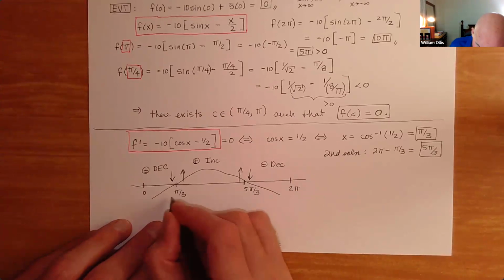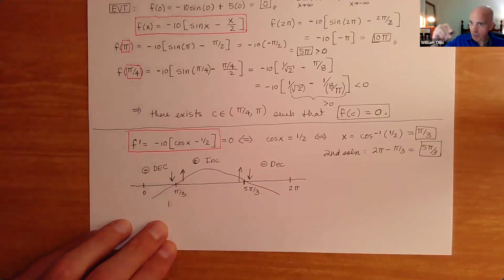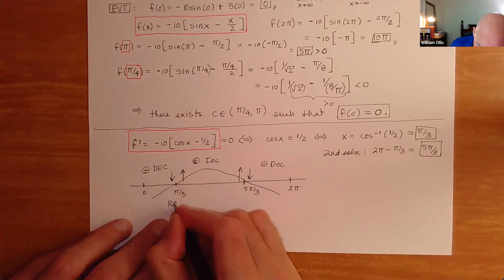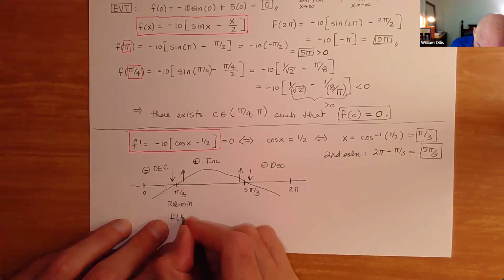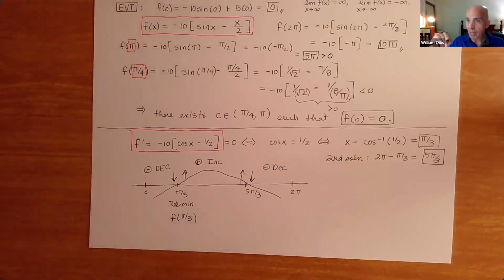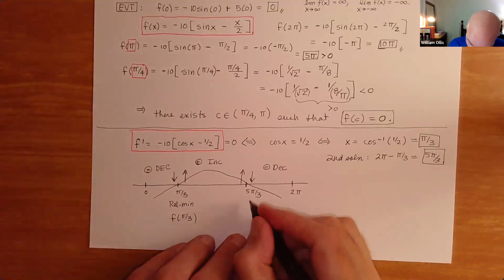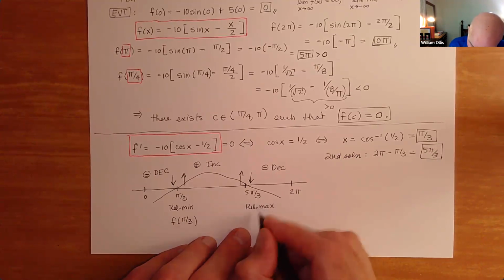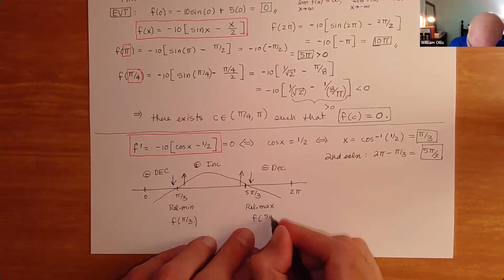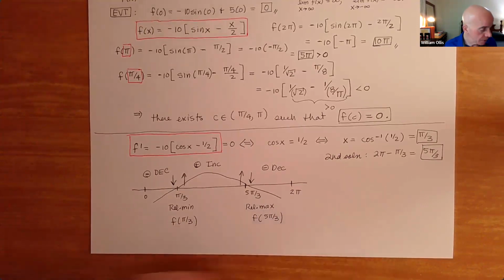Okay, so now we have what do we call it? The valley. We have decrease, increase, so we have a relative min. The relative min will be f of pi over 3. And now we have increase, decrease, so we have what we call a relative max, f of 5 pi over 3. Okay, so let's compute those, because these will certainly be important when we're trying to sketch a graph.